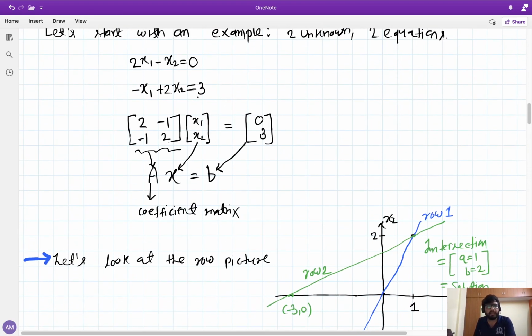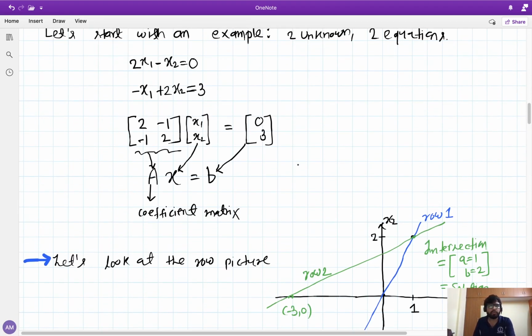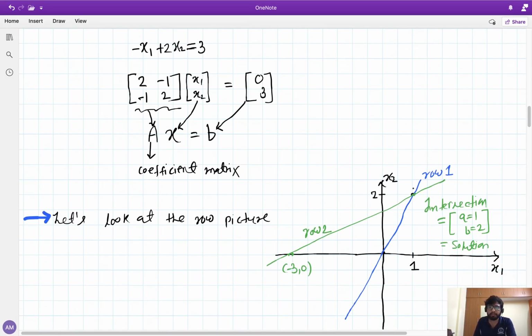If you consider each equation, each row of this matrix, as a line in a 2D plane, then a graph will look something like this. This blue line shows row 1, and the green line shows row 2. So the solution of these two equations is nothing but a point where x1 and x2 satisfy both equations. Obviously it will be the intersection of these two lines, which is this point. This point is nothing but the solution of the equation.